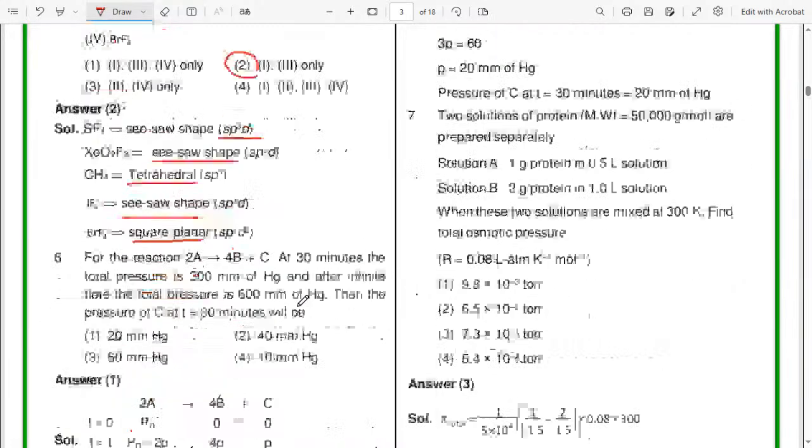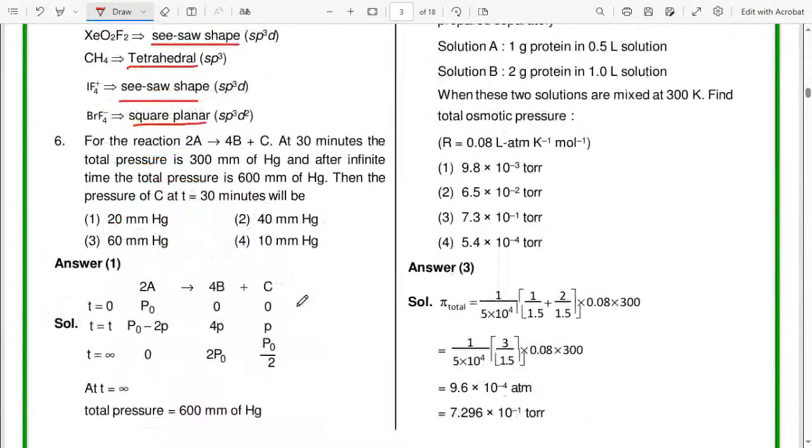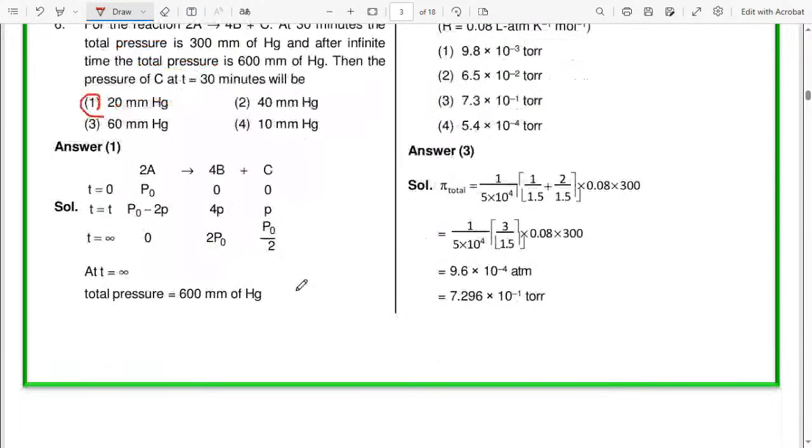Next question number 6. For the reaction 2A gives 4B plus C, at 30 minutes the total pressure is 300 millimeters of mercury, and after infinite time the total pressure is 600 mm of Hg. Then the pressure of C at time t, 30 minutes, will be, the correct answer is 20 mm of Hg. So the solution is given here, students. Please go through the solution.